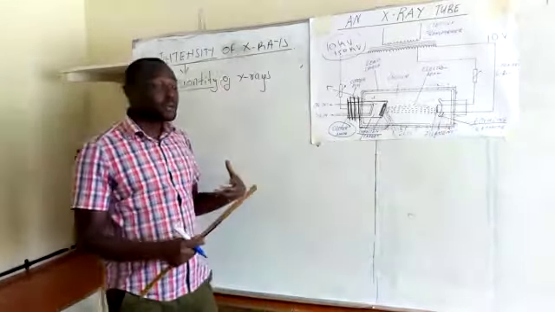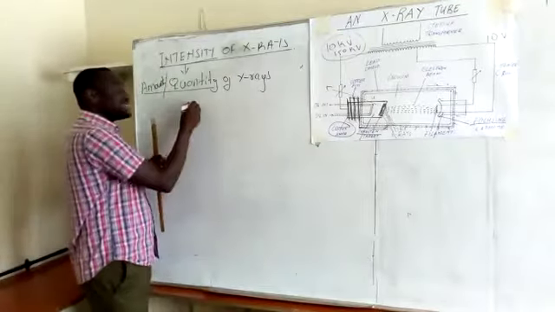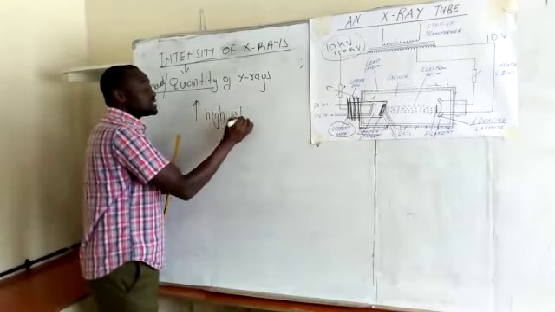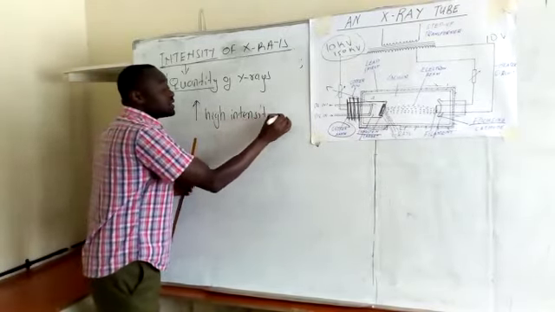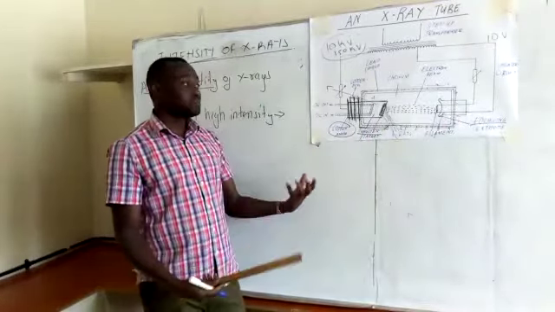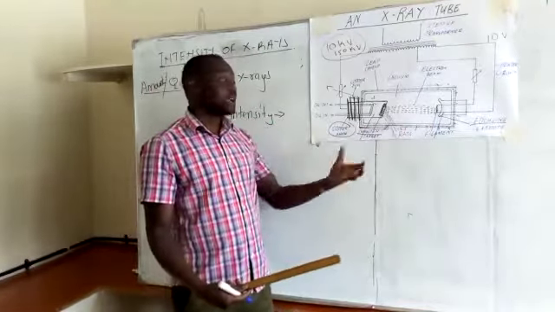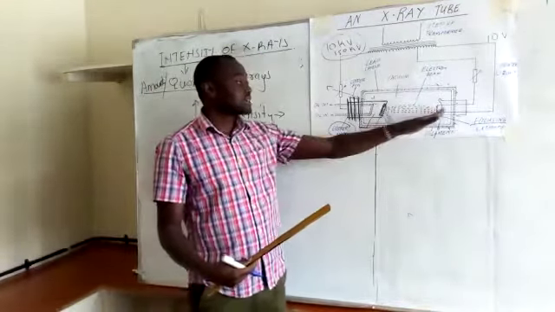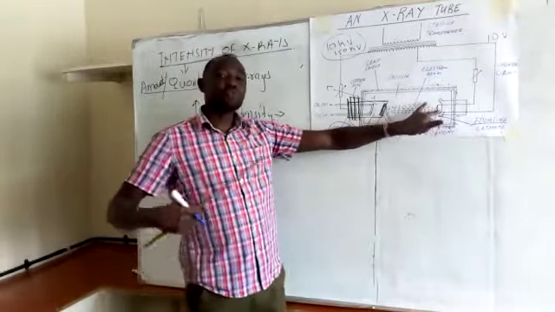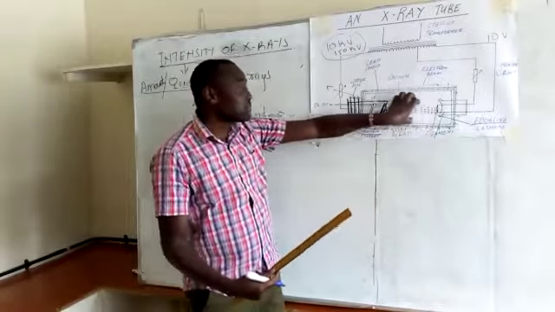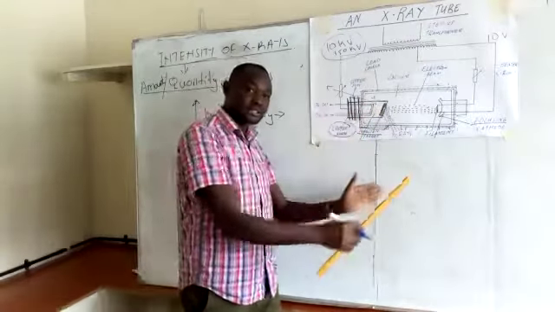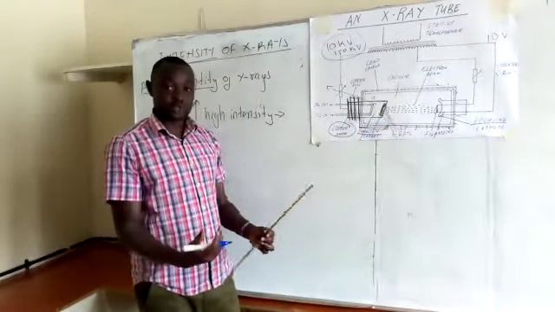When we need X-rays of high intensity, we increase the heating current. When the heating current is increased, it is going to liberate more heat. And when we heat the cathode more, when we increase the heating current, we are going to produce more electrons. Then as the number of electrons moving towards the target increases, the amount of X-rays you are going to produce is also going to increase.